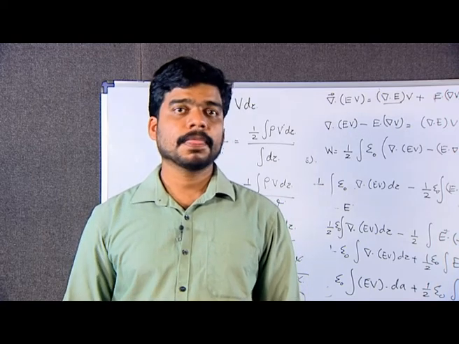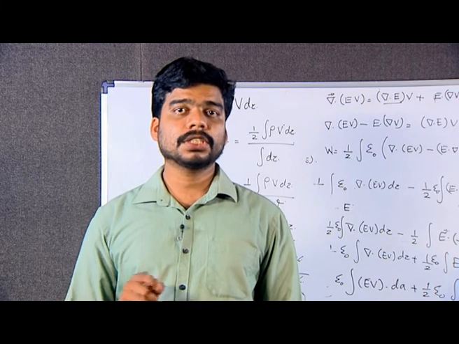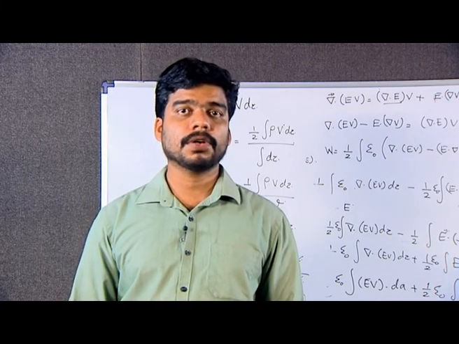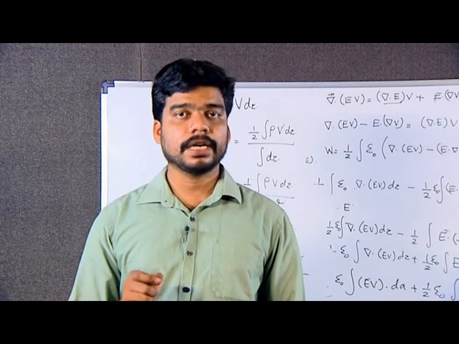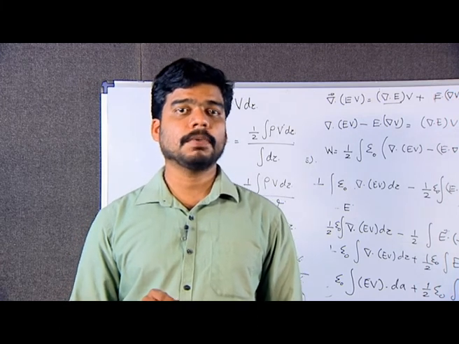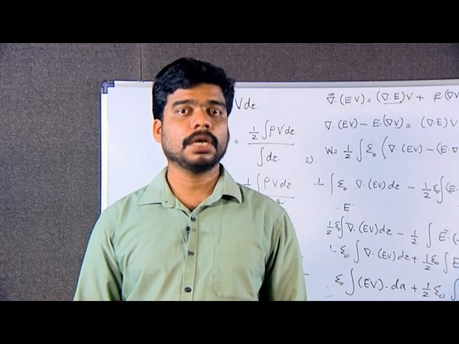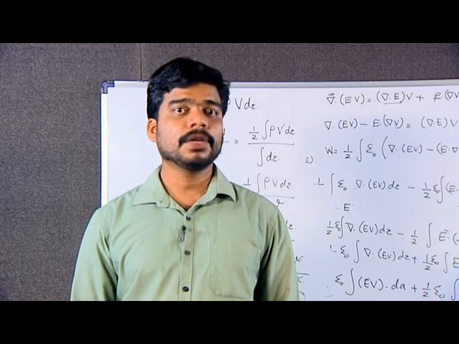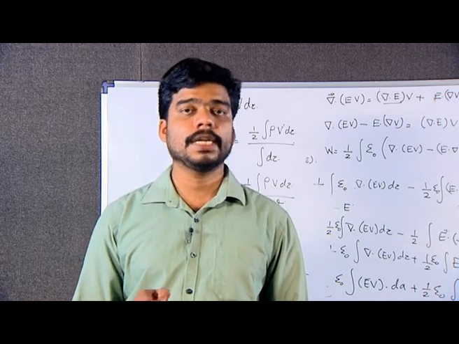So, so far we have discussed the idea of potential energy and boundary conditions, electric field and electric potential. The parallel component of the electric field is continuous at the boundary and the perpendicular component is discontinuous. Finally, we discussed the energy stored in an electric field.